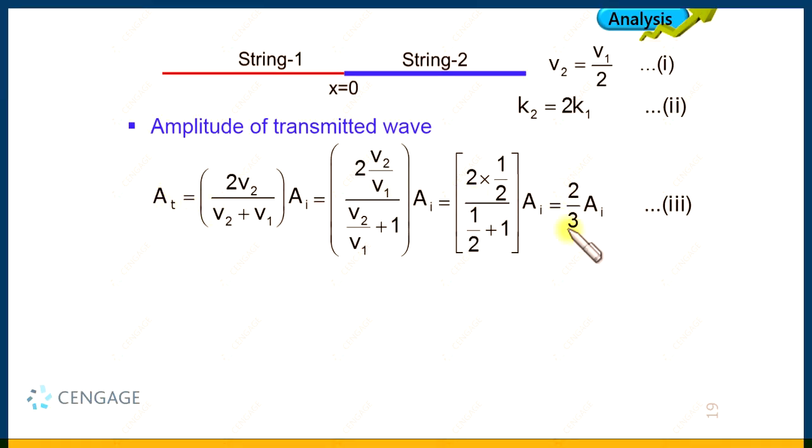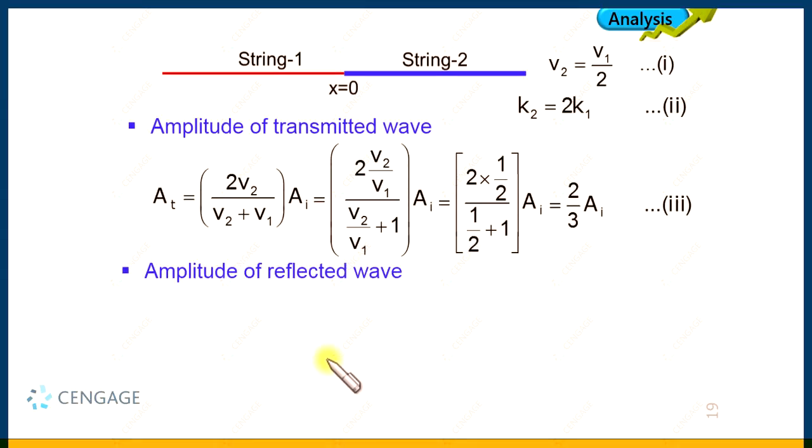You can observe here this value is less than the amplitude of the incident wave, and it has a positive value. That means the sense of oscillation of the medium particle will not change. That means there will be no change in the phase. Okay. Now, we can calculate the amplitude of the reflected wave.